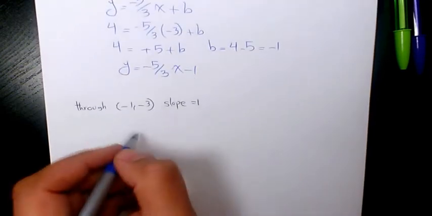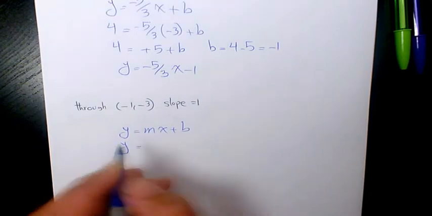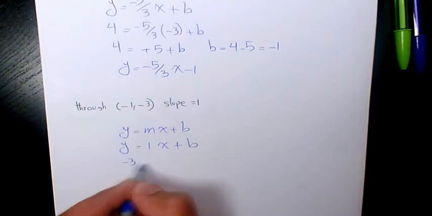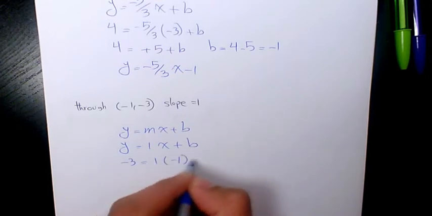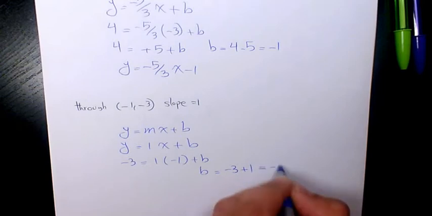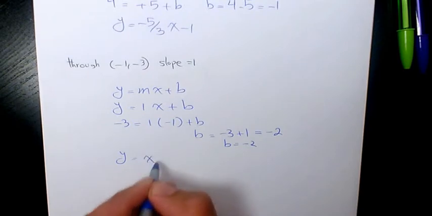Next one is going to be mx plus b. M is 1, so x plus b. And we have negative 3 equals 1 times negative 1 plus b. So b will be negative 3 plus 1, which is negative 2. So b is negative 2. So the equation is going to be y equals x minus 2.